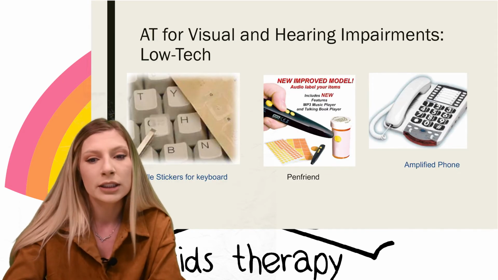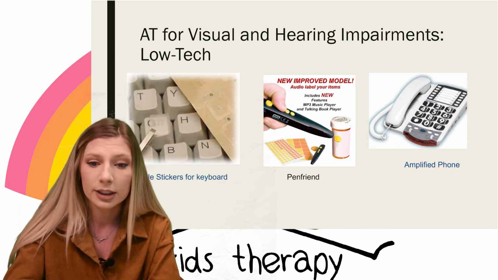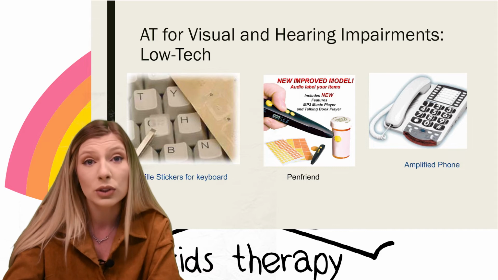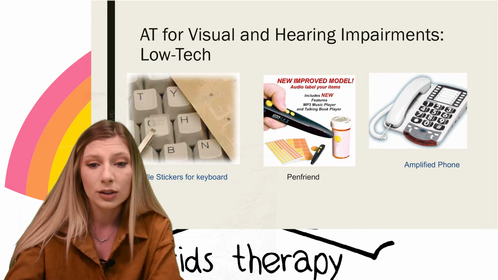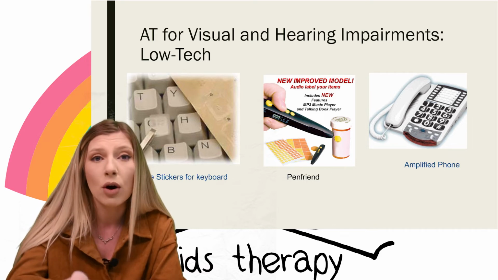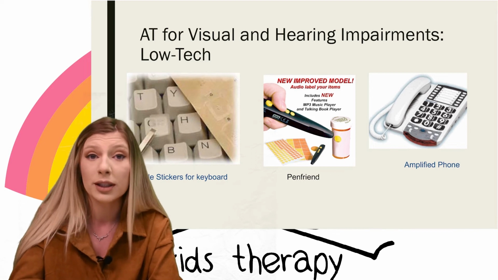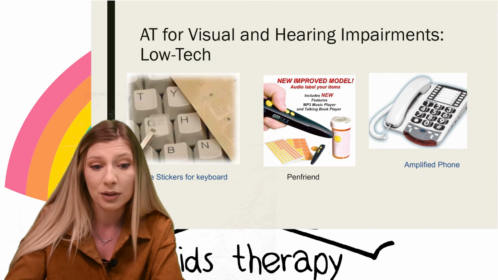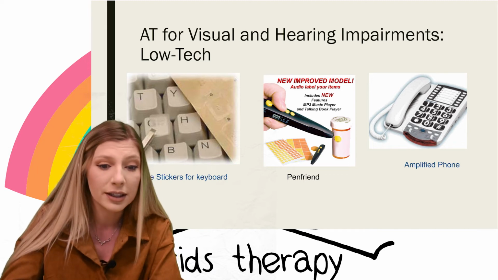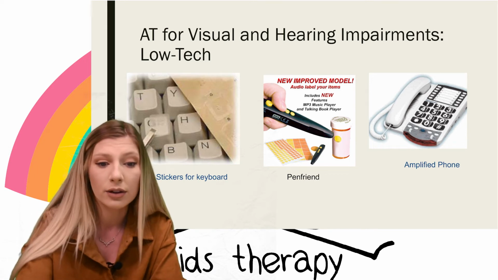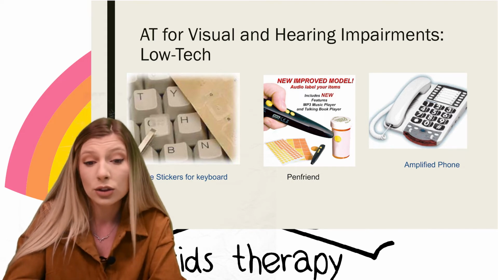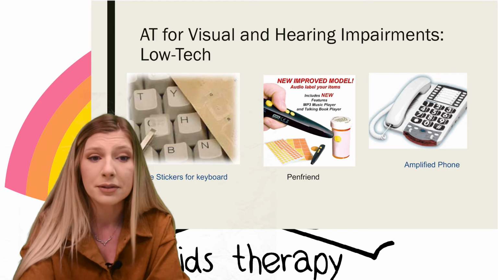AT for visual and hearing impairment: braille stickers for keyboard. This pen that you can see on here, you can place labels on things and use that pen to click the label, and then when you click it, it'll read to you what that label is. So it's great for like prescription medication. And then there's like an amplified phone. You can use magnifiers, digital voice recorders, talking calculators. There's so much out there to help our kids and adults with visual and hearing impairments.